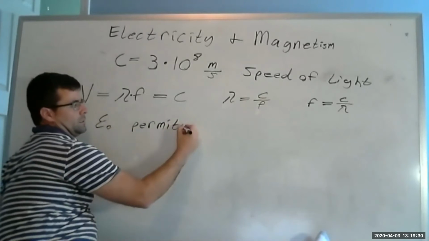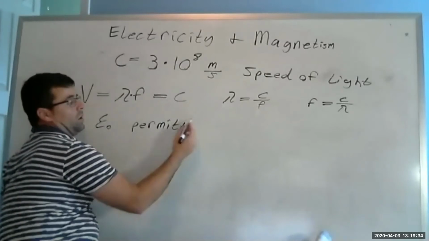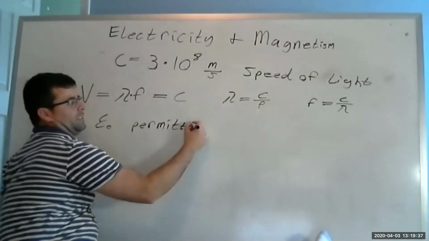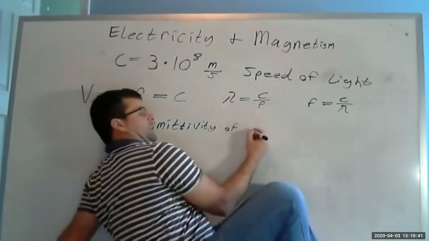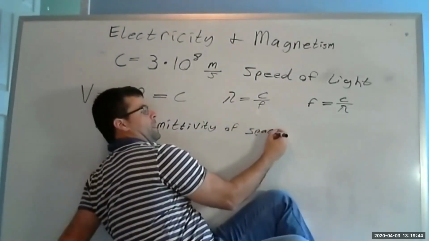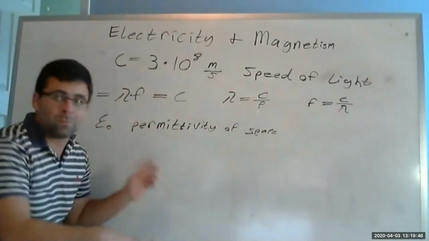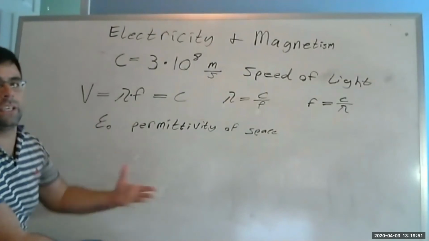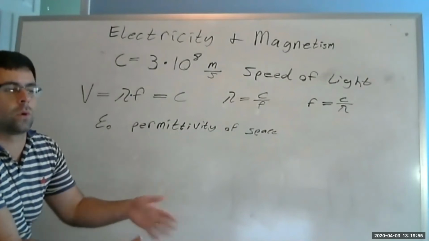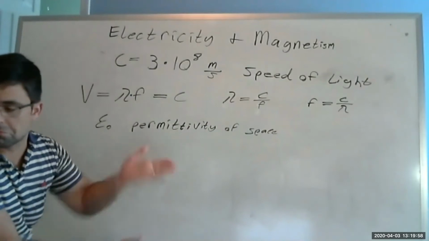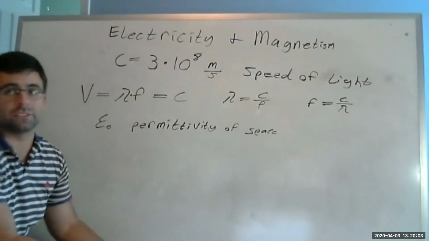But it is the permittivity of space. The more technical definition of it, but it means epsilon naught is basically how easy it is for electricity or an electric field to exist in space. It's just how easy is it for electricity to exist.